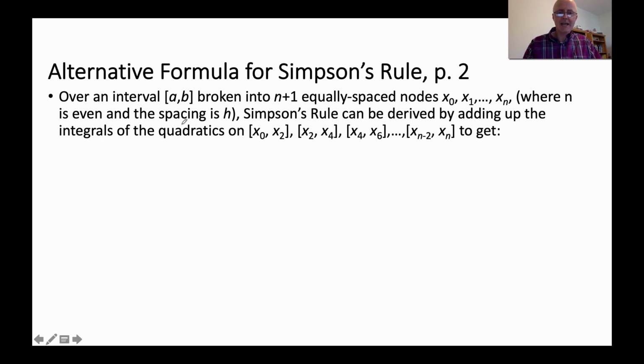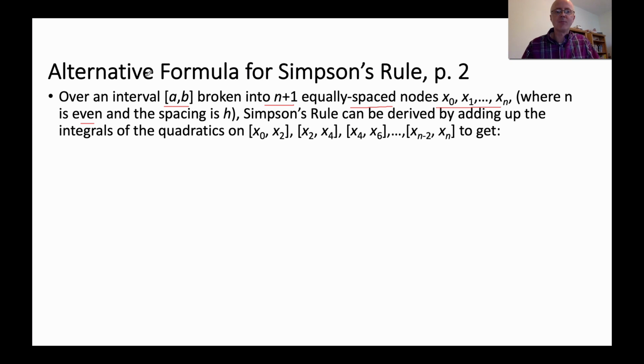Over a big interval, say, from a to b, broken into n plus 1 equally spaced nodes, x0 through xn, where n is even. Okay? So for our bigger interval from 0 to 1, we're thinking about breaking it up so x0 is 0, x1 is 0.25, x2 is 0.5, x3 is 0.75, and x4 is 1. N is 4 in that case. N is even, which really means n plus 1 is odd. You've got an odd number of nodes because you start with x0.